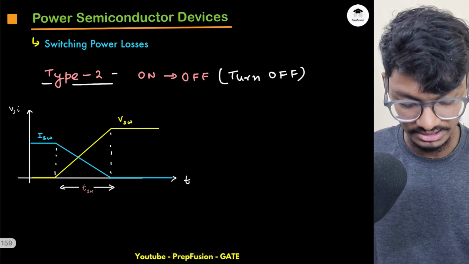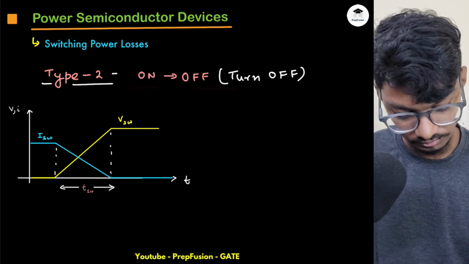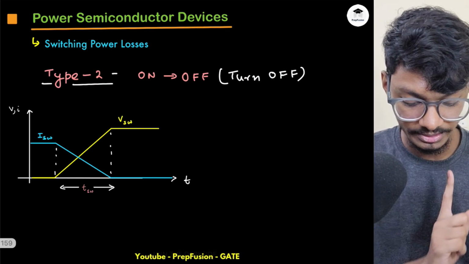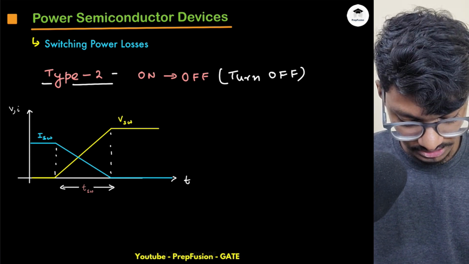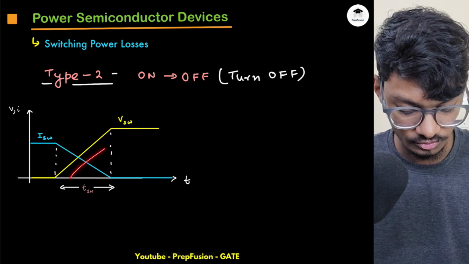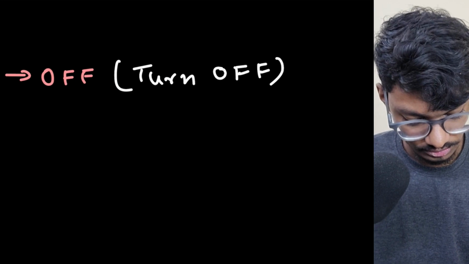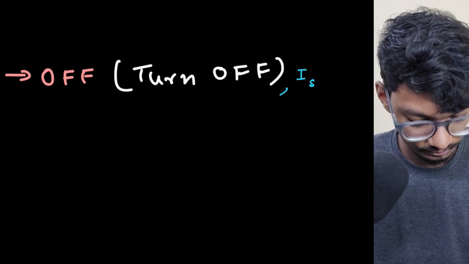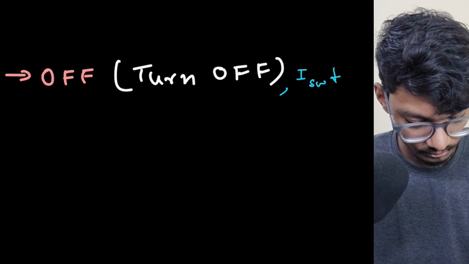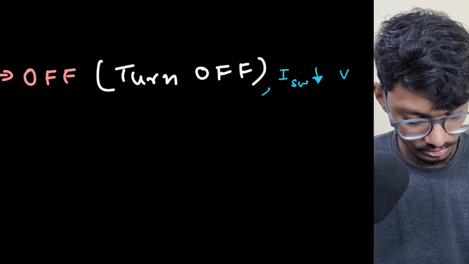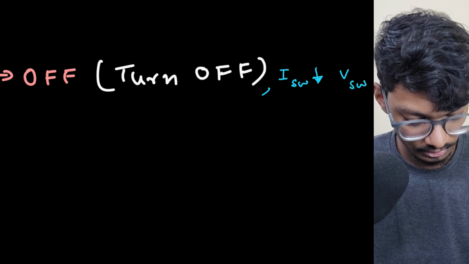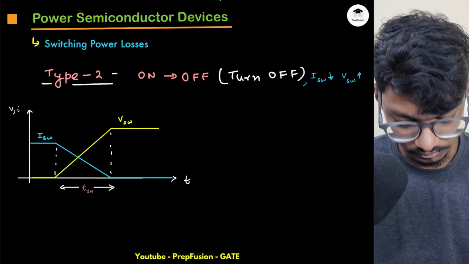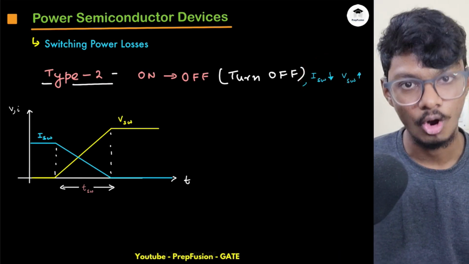Now again for the second case, when it is going from on to off. What will happen this time? My I switch will be lower. I switch is reducing, it will tend to go to 0, and V switch will increase, becoming higher. It will block whatever voltage is present. That is what will happen in the off period.